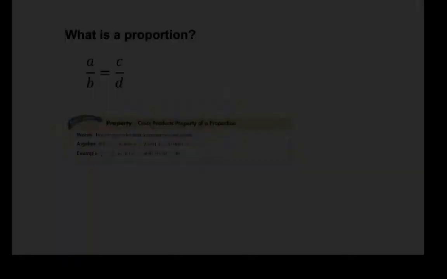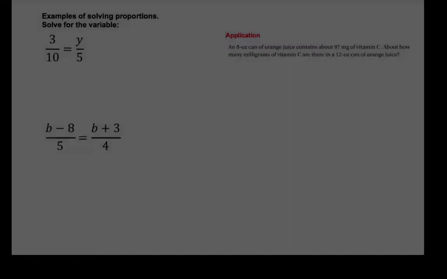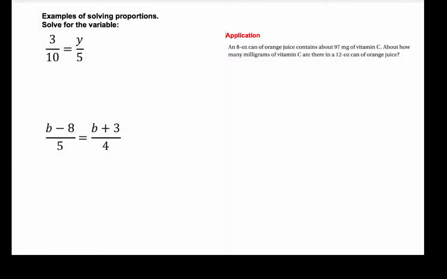So, cross products meaning if I take A and multiply by D, that's a cross product. If I take B and multiply it by C, that's a cross product. Okay, cross products, diagonal multiplication, and there's an example. That's how we solve a proportion. So here's some examples of solving proportions.